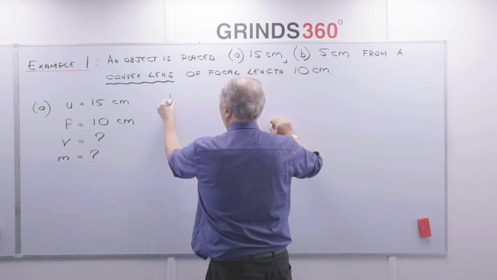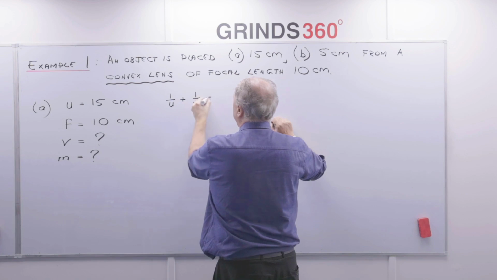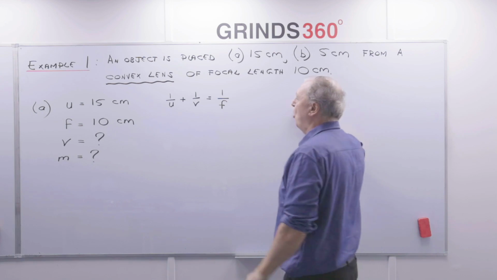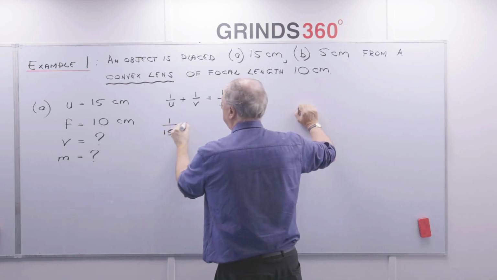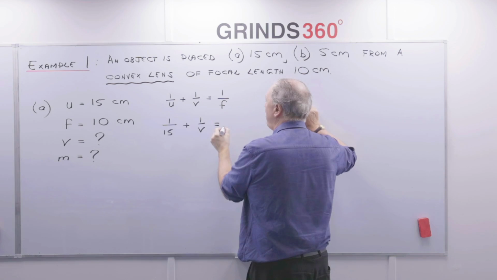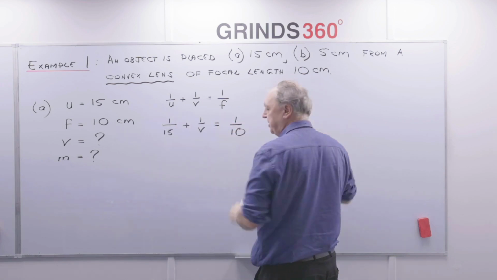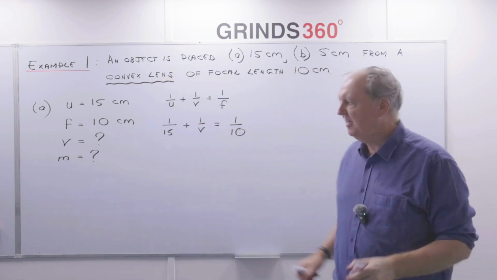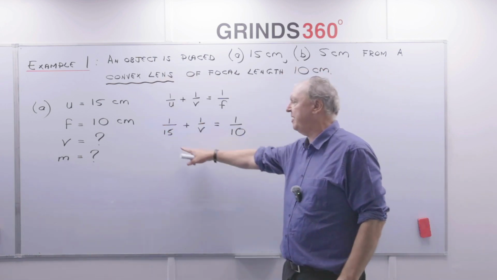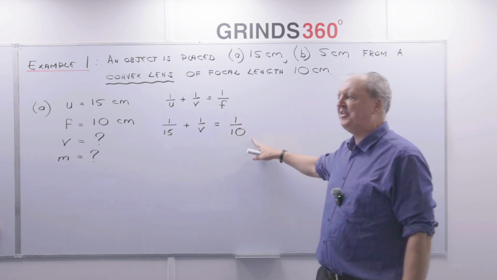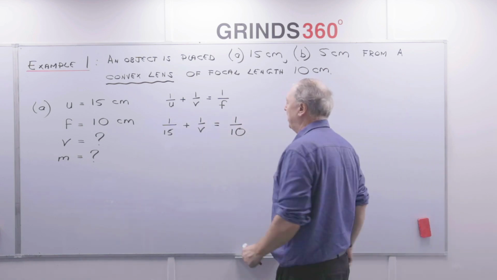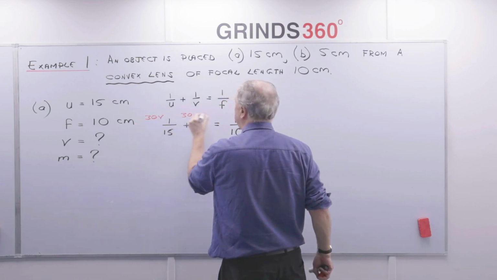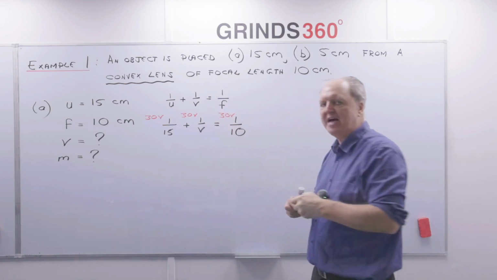Right, let me apply my formula. Write down my formula: 1 over U plus 1 over V is equal to 1 over F. 1 over 15 plus 1 over V is equal to 1 over 10. You can use your calculator if you wish, but when they're nice and simple, I prefer to do them manually. I get rid of the fractions by multiplying right across by what 15, V, and 10 all divide into. They all divide into 30V. So multiply each term by 30V. That'll get rid of the fractions for me.